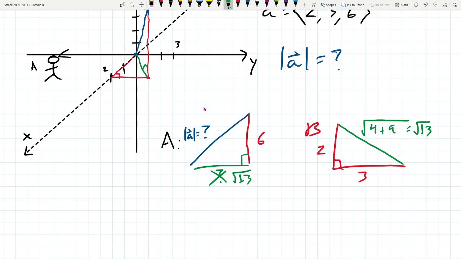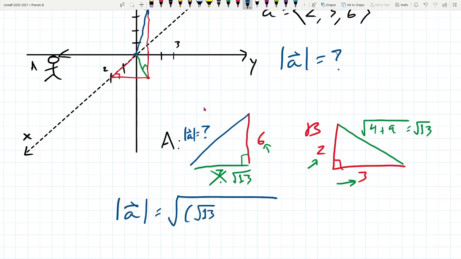So again, these are our X and Y components, the 2 and the 3. And then now we're implementing our Z component. So the magnitude of A, again, just using the Pythagorean theorem here, the magnitude of A is equal to the square root of the square root of 13 squared plus 6 squared. And that actually works out, 13 plus 36, to be the square root of 49. If I did this correctly, I believe that's true, which is 7, which is really nice.